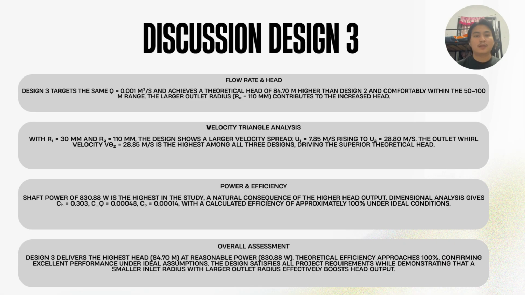As for the velocity triangle analysis, with R1 equal to 30 mm and R2 equal to 110 millimeter, the design shows a larger velocity spread, with U1 equal to 7.85 meter per second rising to U2, which is 28.80 meter per second. The outlet velocity, V theta 2, which is 28.85 meter per second, is the highest among all three designs, driving the superior theoretical head.